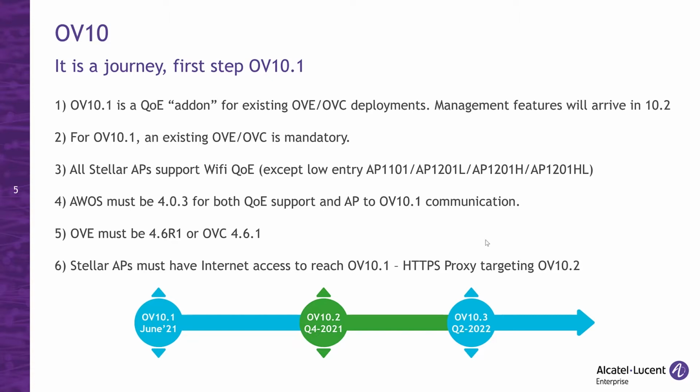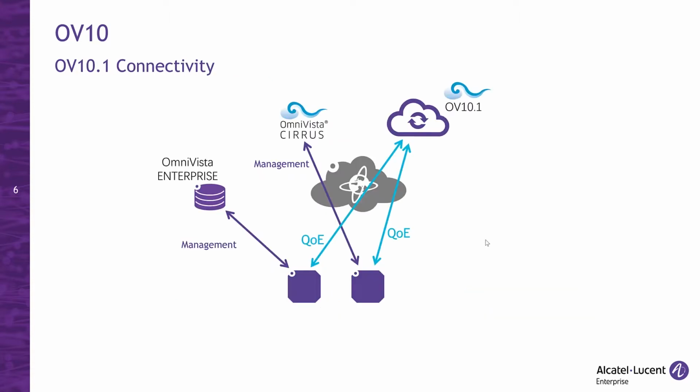And the management platform, OVE or OVC, must be running 4.6 release 1 or 4.6.1 for OVC. Obviously, Stellar APs must have internet access in order to reach the OV10.1, which is located in the Alcatel-Lucent Enterprise public cloud.